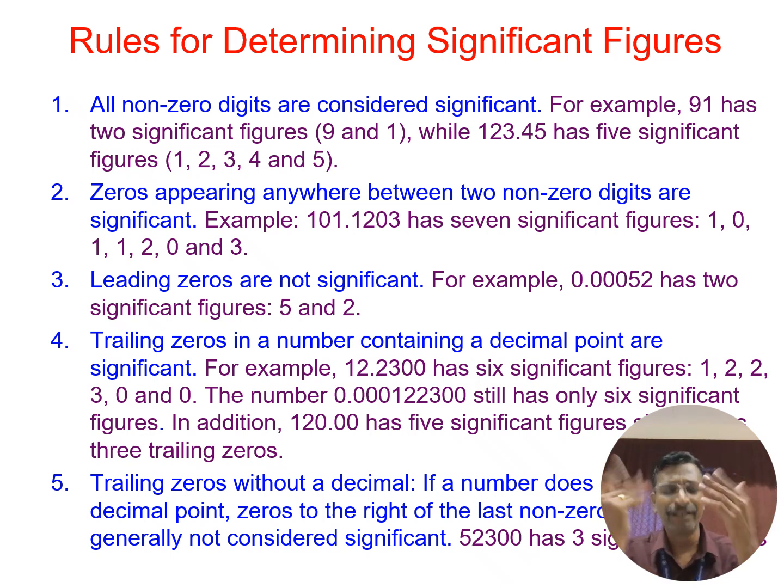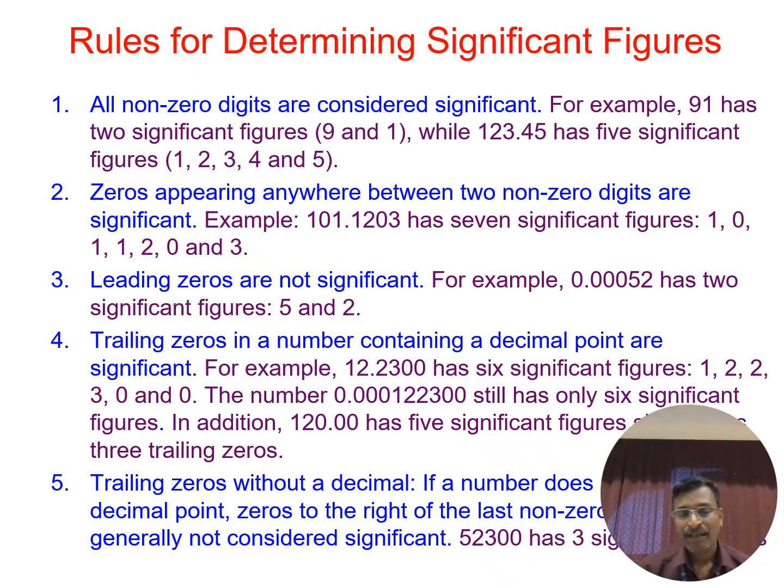So simple example you can look at. 101, significant figures is 3. 10.1203, significant figures is 7. So any number where 0 is in between two digits should be considered as a significant figure. And then third one, leading zeros are not significant.